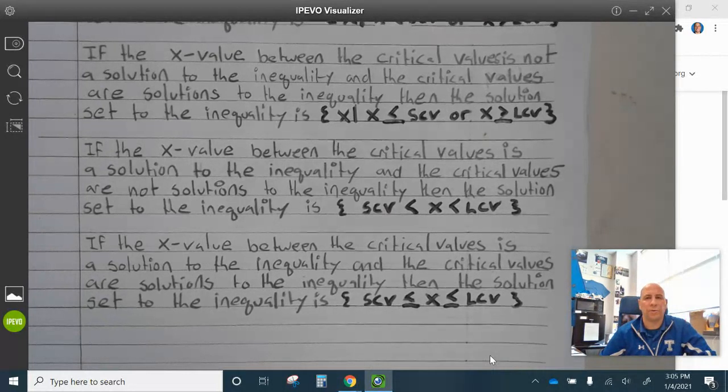If the x value between the critical values is not a solution to the inequality and the critical values are solutions to the inequality, then the solution set to the inequality is x such that x is less than or equal to the smallest critical value or x is greater than or equal to the largest critical value.